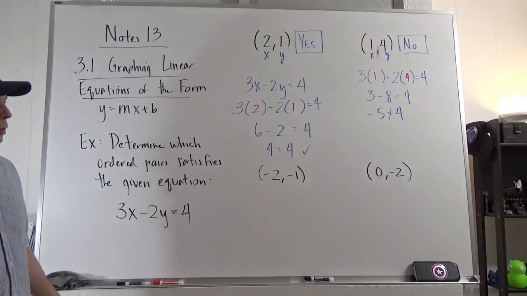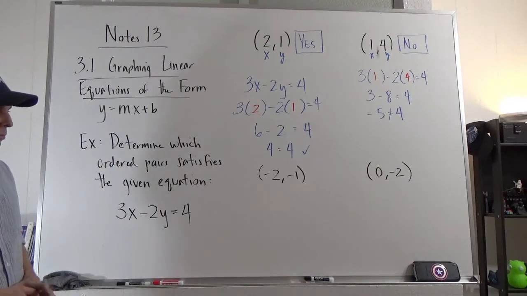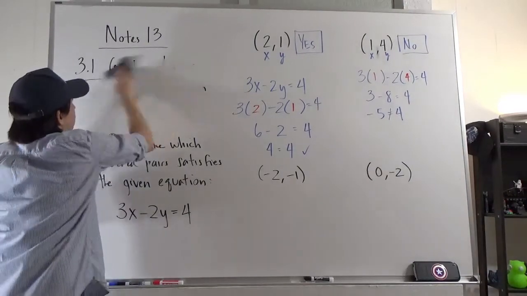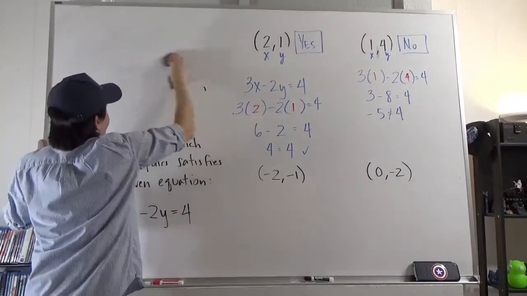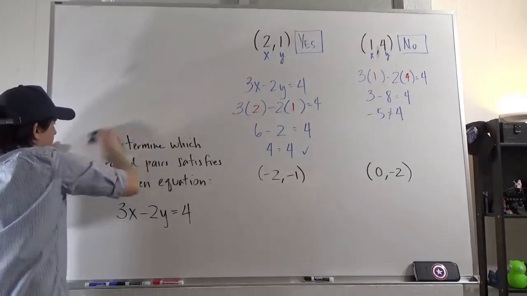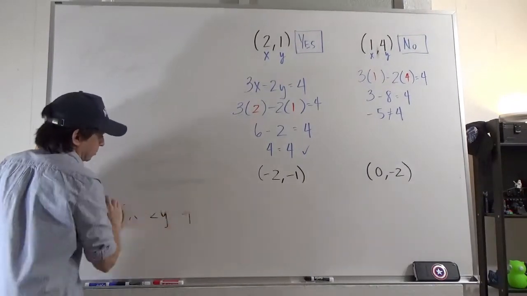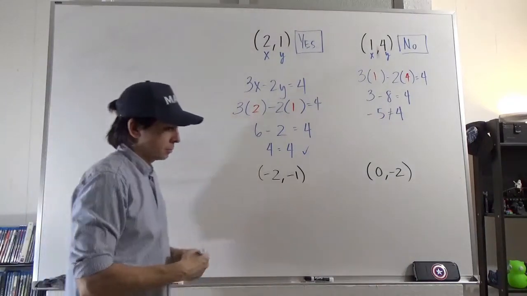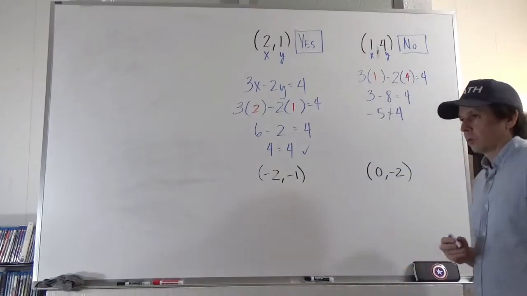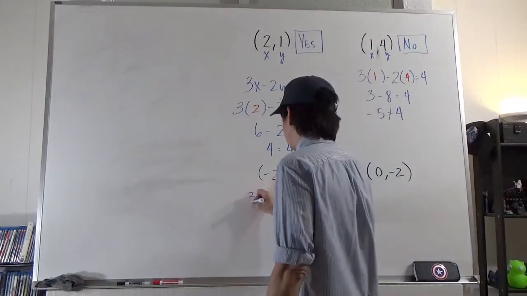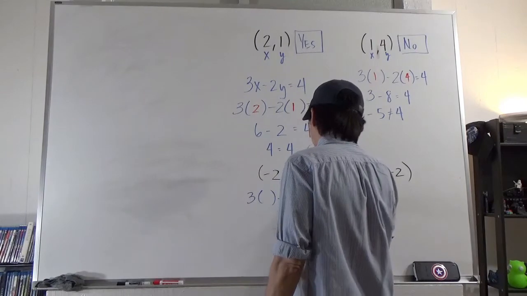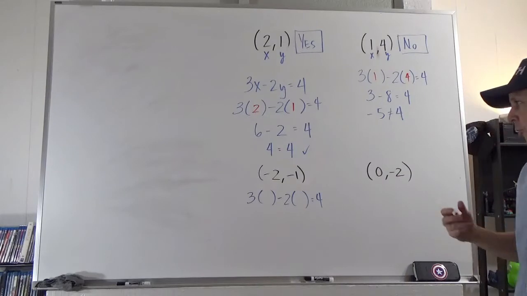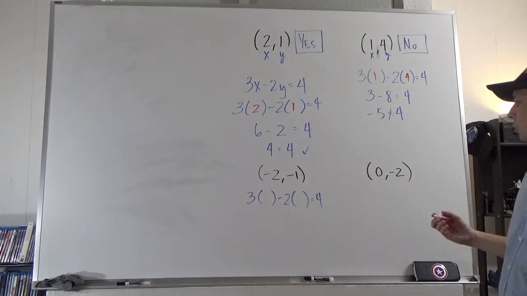Okay, pause it here. I want you to work it out on your own. I'm going to erase over here because I'm going to do a graph afterwards. Okay, I'm going to start. I'm going to do less steps as I go along. Usually I'll put the parentheses there. That's the way I usually do. 3 times x minus 2 times y is equal to 4.